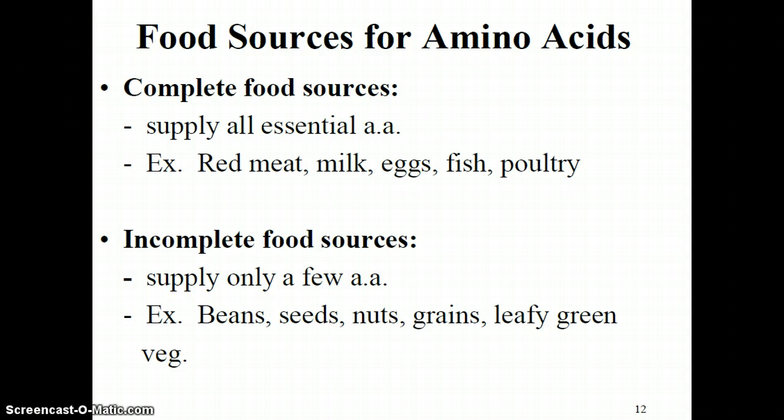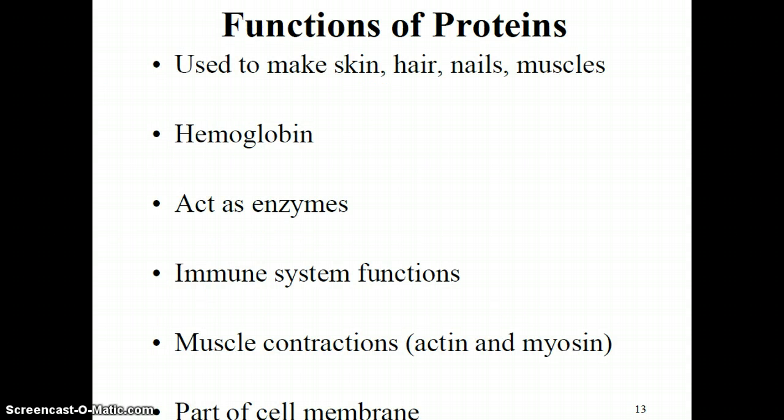Soy products are complete proteins. The functions of proteins are listed here. They're involved in the structure of our bodies: skin, hair, nails, muscles. They're involved in hemoglobin, which is the protein in our red blood cells. Some proteins are enzymes.